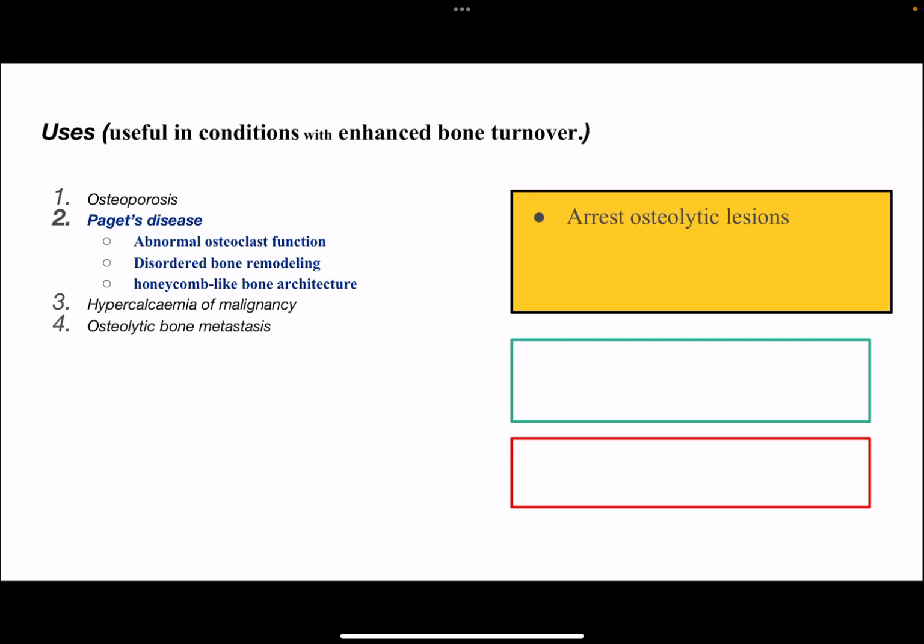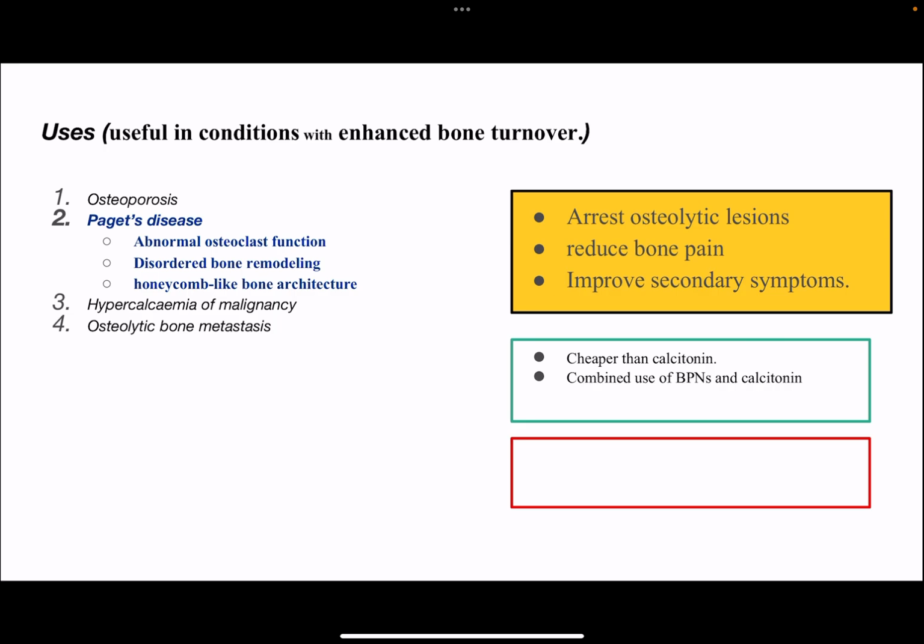So how can it be treated? Basically, in Paget's disease, the bisphosphonates are going to arrest the osteolytic lesion, which reduces the pain, and symptomatic relief will be provided. When compared to calcitonin, which is a hypocalcemic hormone that inhibits the parathyroid hormone activity, it is cheaper than calcitonin. When combined with calcitonin, it further gives a beneficial response. Bisphosphonates should not exceed more than 6 months, and the course can be repeated after the 6 months.